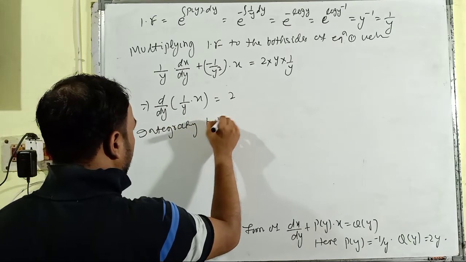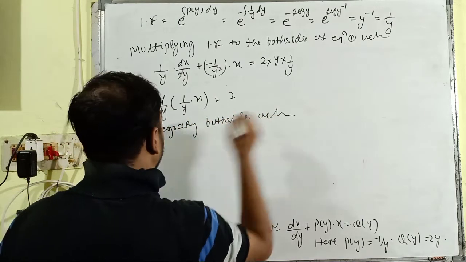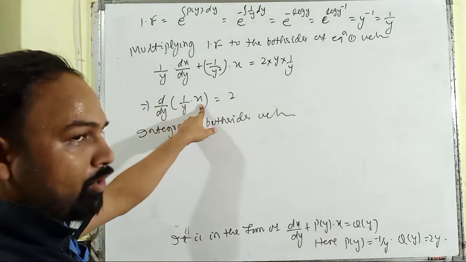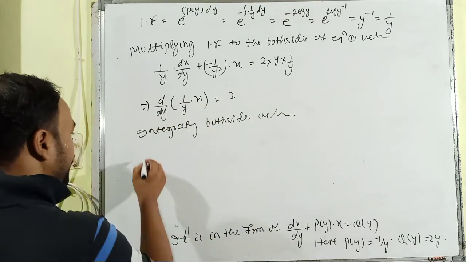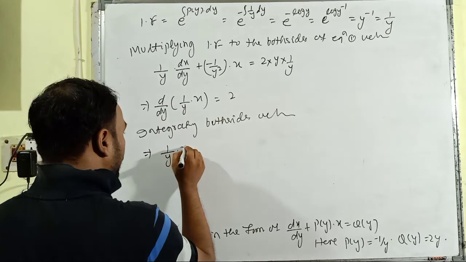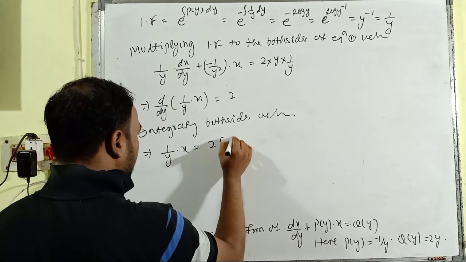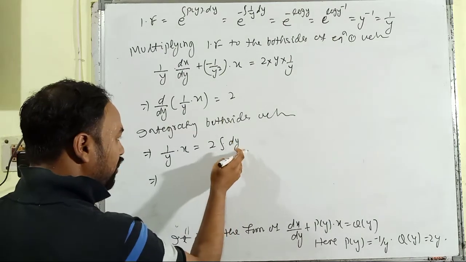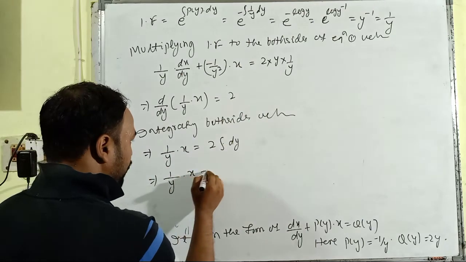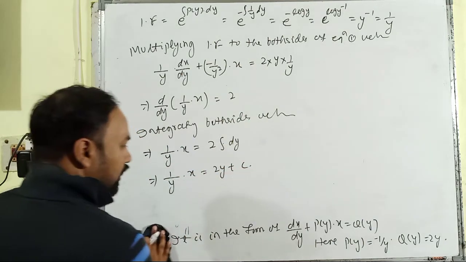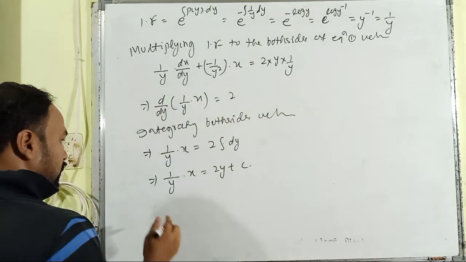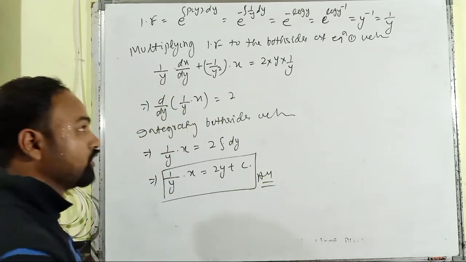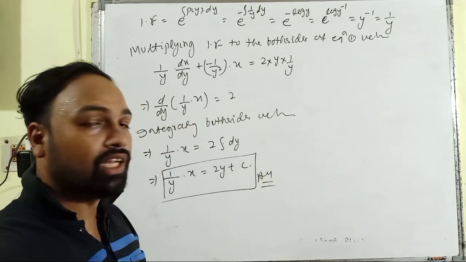Integrating both sides, integration and differentiation of (1/y) multiplied with x cancel each other, so what remains is (1/y) multiplied with x, equal to 2 times the integral of dy, because here the independent variable is y, so we are integrating with respect to y. So (1/y) multiplied with x is equal to 2y plus c. So it is the complete solution of the problem based upon the second form of the linear differential equation.